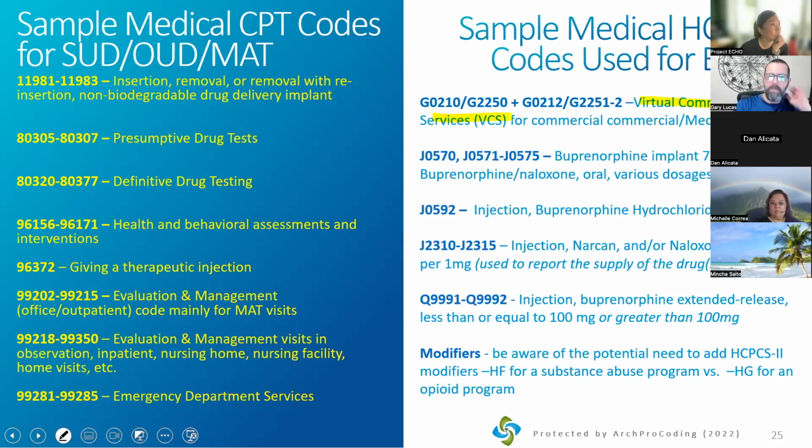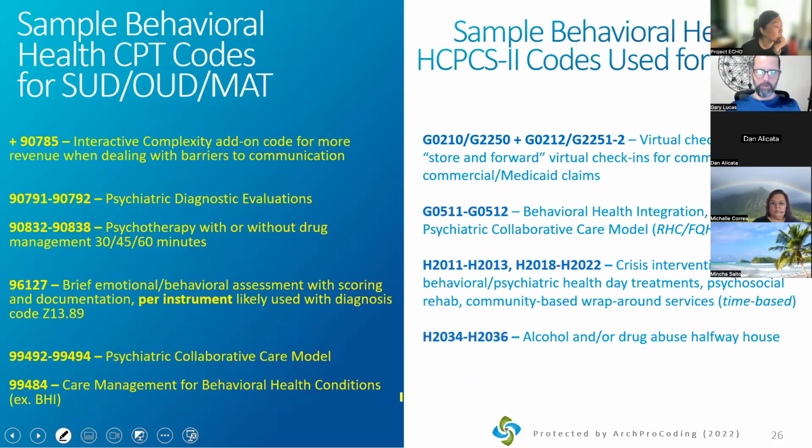Same idea if you're on the medical side, to distinguish the fact that you're doing this visit for substance or opioid use. You may find some value to different carriers of modifiers HF or HG, so you can distinguish your medical visits from other medical visits. Behavioral health, pretty small list of codes. This covers a lot of what they're doing. So maybe they're performing a psychiatric diagnostic evaluation, or they're performing traditional psychotherapy.